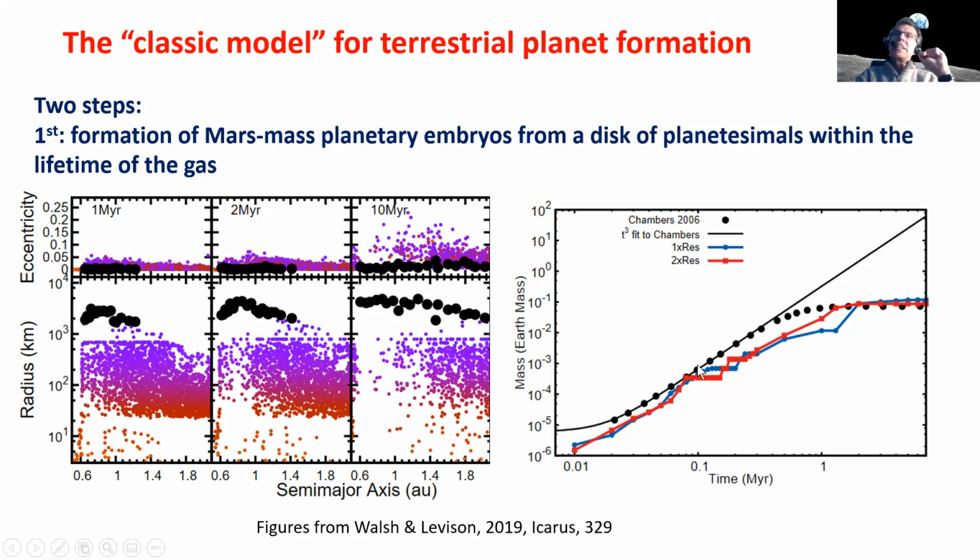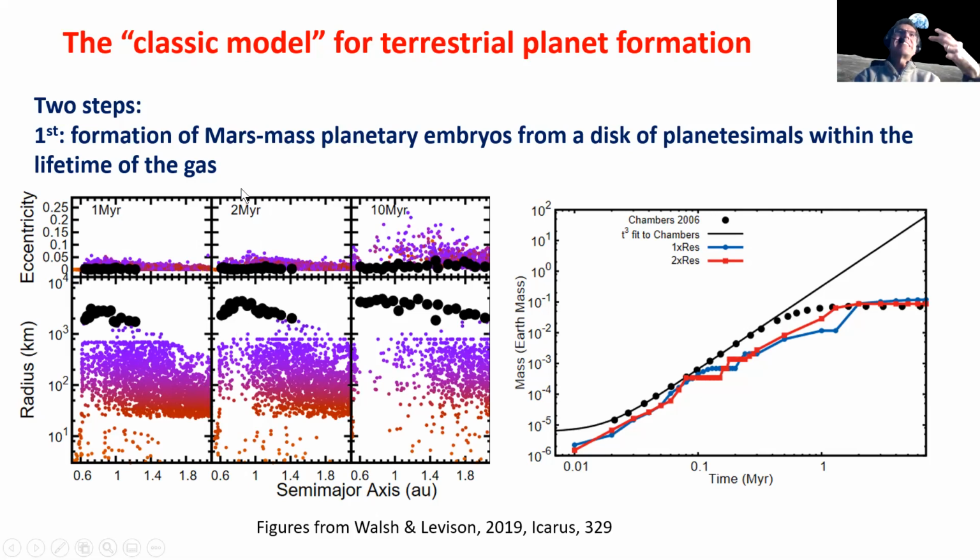And here you see the typical mass of an embryo as a function of time at 1 AU. In black are the results of older work by Chambers 2006. In color are the results of these more refined simulations, which are certainly more sophisticated, but as you can see, the result is about the same. So starting from planetesimals, within the lifetime of the gas, say 1 million years, one can form protoplanets, planetary embryos of a typical mass of the mass of Mars, and one forms many of them. Okay, so clearly these are not the final terrestrial planets.